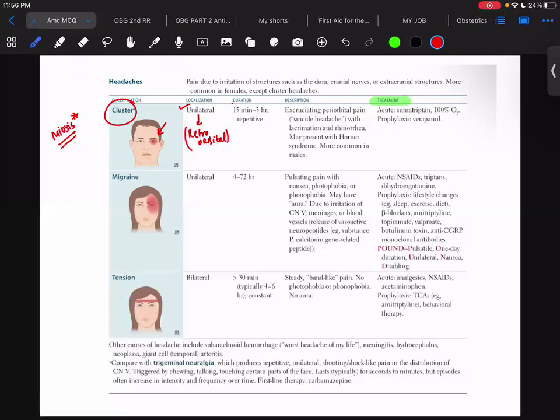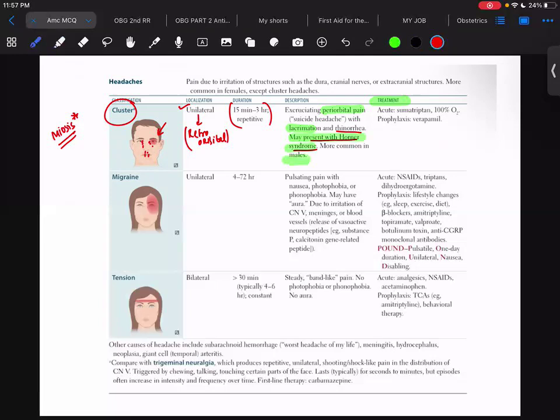And what is the duration? 15 minutes to 3 hours, and it is repetitive. The patient can have excruciating periorbital pain, suicide headache with lacrimation, right? The patient can have lacrimation and rhinorrhea, may present with Horner syndrome, very important. Most common in males.